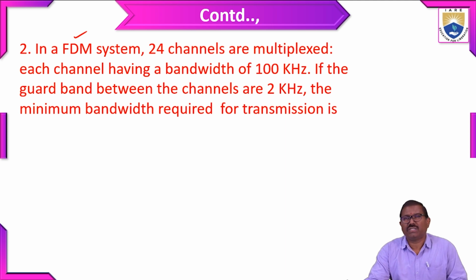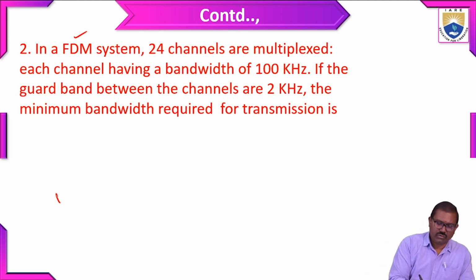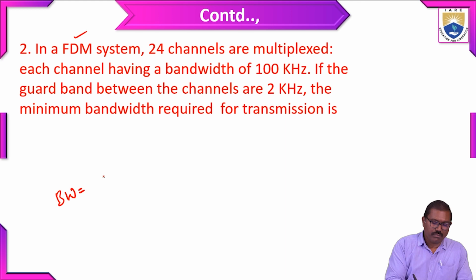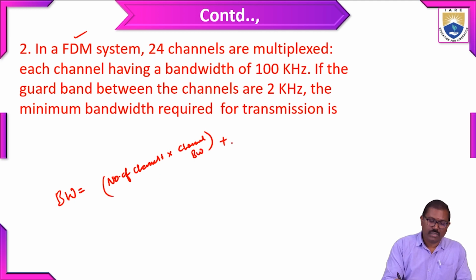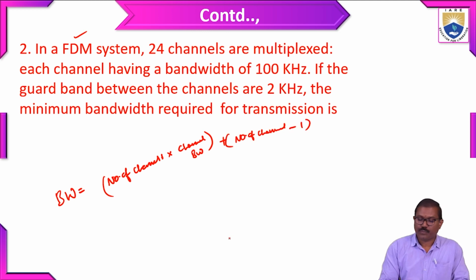Here we require a formula. What is the bandwidth formula for FDM? So you have to write the first formula: bandwidth is equal to number of channels into channel bandwidth, plus number of channels minus 1 into guard band.